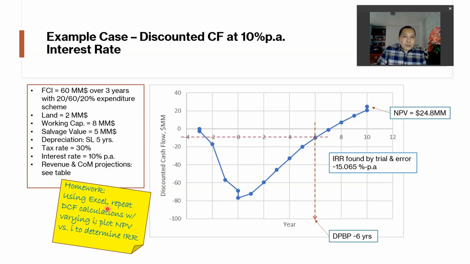Now for the homework, using Excel, repeat DCF calculations with varying values of I, interest rate, then plot the NPV versus I to determine IRR. Okay, so instead of using solver, please use this approach.